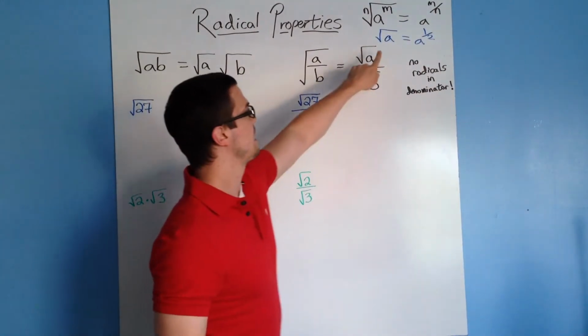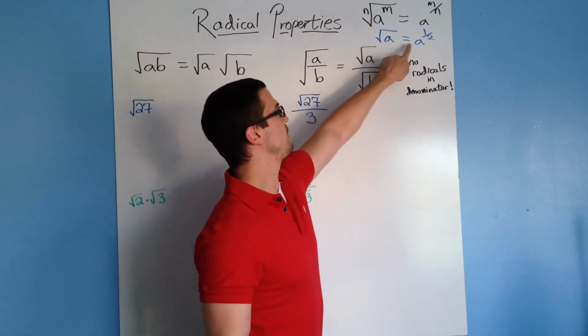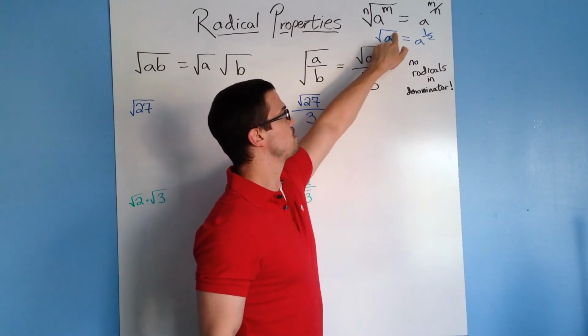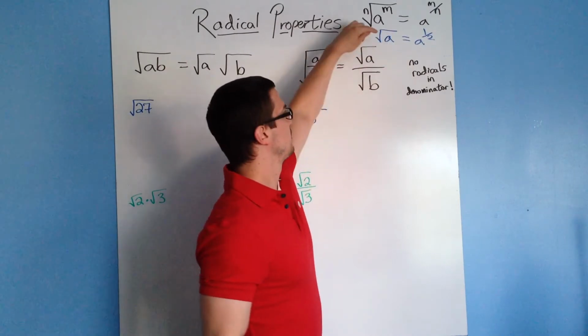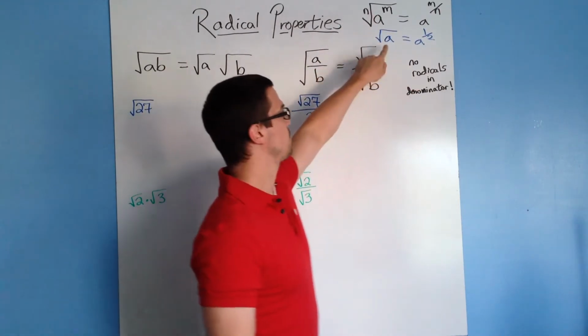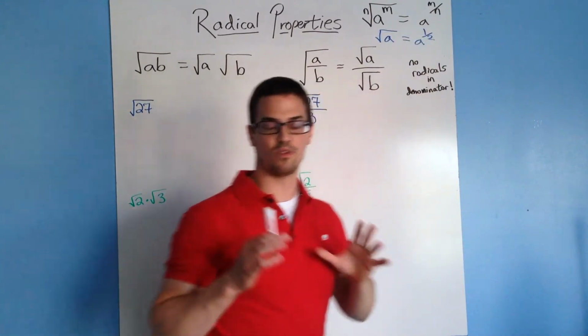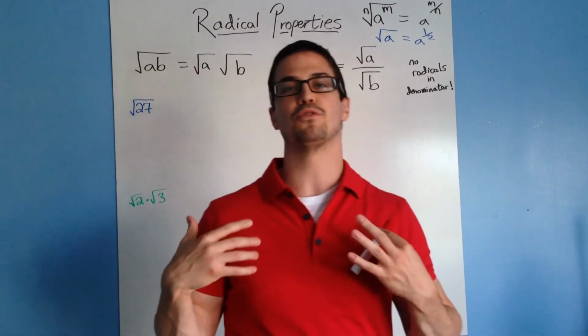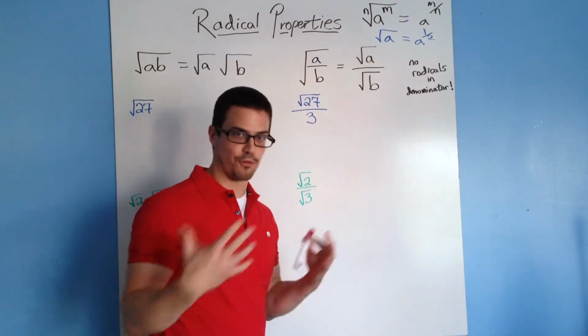So an example would be square root of a is equal to a to the 1/2 because this a inside the root is a to the first power, and the square root means that it's the second root. So it's equal to a to the 1 to the 1/2. Okay, so if you ever see that, that's what that represents. It's kind of related to the rational exponents that we went over previously.